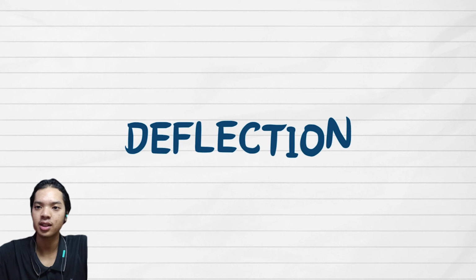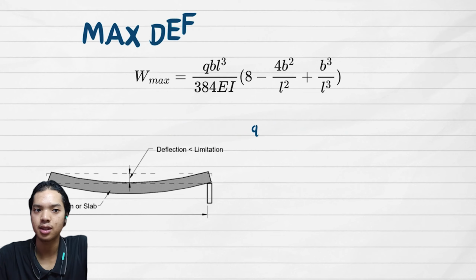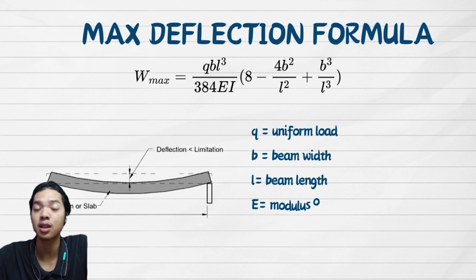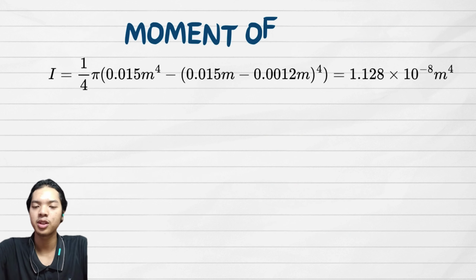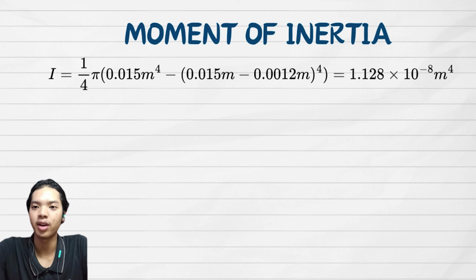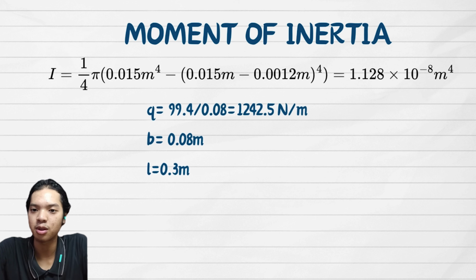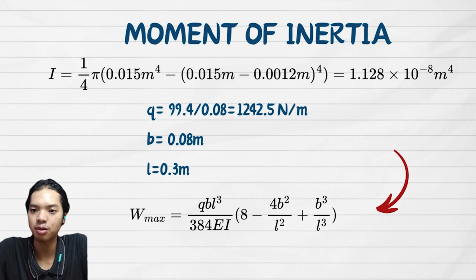Now, we will calculate the deflection of the working frame. This formula here is described as the maximum deflection of a beam subjected to uniformly distributed load on the supported beam. First, we need to calculate the moment of inertia of the beam. We just insert the values of the beam, in this case 0.015 and 0.0012 meters, into the hollow cylindrical moment of inertia formulas. We will get 1.128 with the exponential of -8 meters power of 4. Then, we calculate the Q, 99.4 over the B, 0.08, we get 1242.5 Newton meters. The length is 0.3 meters.